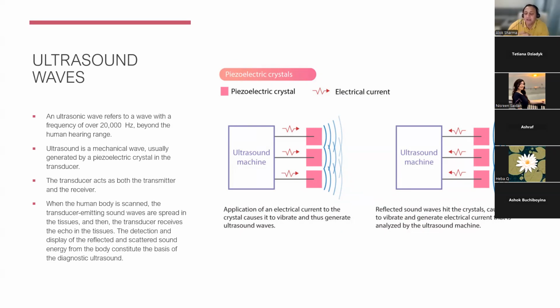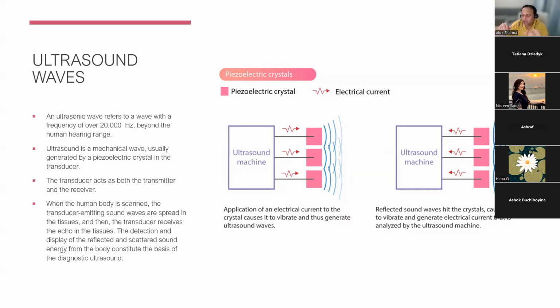Now, as I said, a sound wave is generated with a frequency over 20,000. It's beyond the level of hearing, so naturally those kinds of waves can't be heard by us. But they are generated by piezoelectric crystals, which are present within the probe. And in order to get these piezoelectric crystals to generate sound waves by vibrating, you have to give them electrical current.